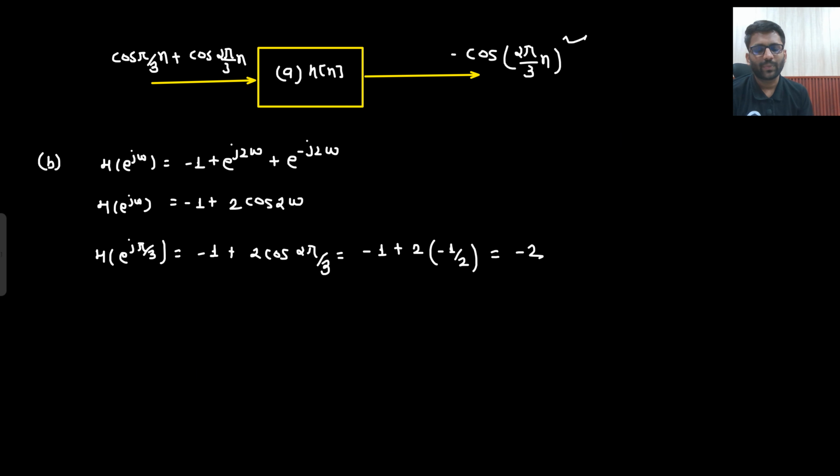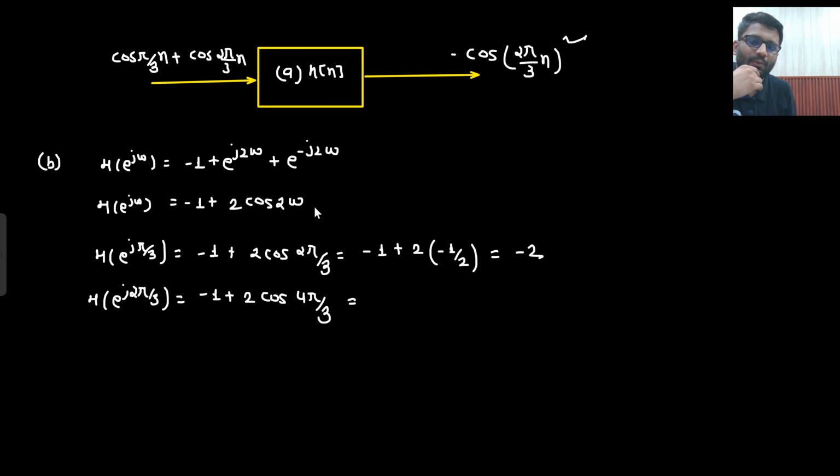2 into cos 2 pi by 3. What is the value of cos 2 pi by 3? That is cos pi minus pi by 3. Cos pi by 3 is 1 by 2, so minus 1 by 2. So minus 2. You don't even need to check ahead now. You don't even need to check at 2 pi by 3, because you know that this is also getting a gain of minus 2. So let's just check: minus 1 plus 2 cos 4 pi by 3, right? 2 cos 2 omega.